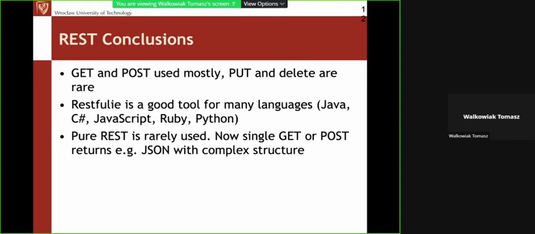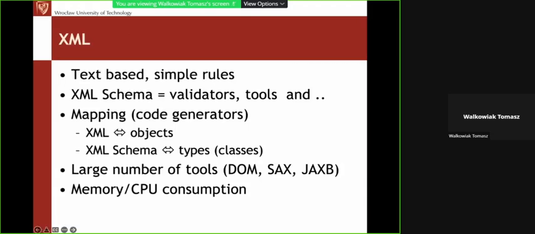Pure REST is rarely used, but we have variations on REST. Get, post, returns JSON with complex structure. So let's try to compare which one is better, XML or JSON. This is a stupid question. No one is better. I can say which one is popular. But let's compare them. What are the similarities, dissimilarities, and why one is used somewhere or the other is used somewhere else.